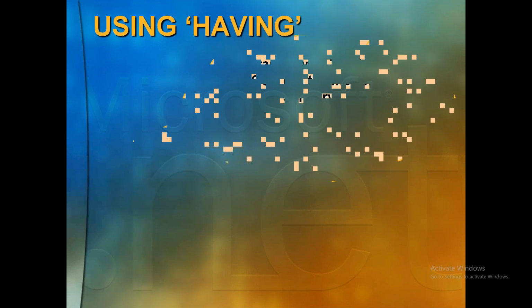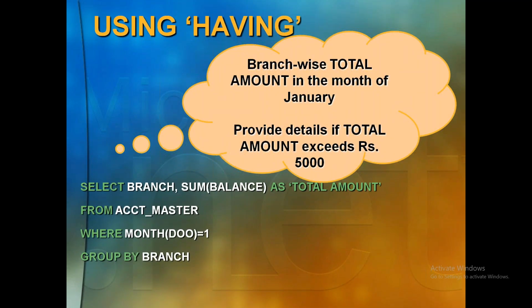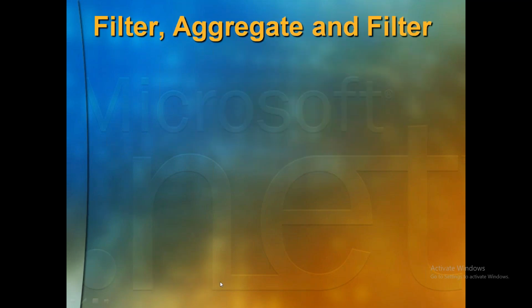People may ask you a lot of questions like this. Branch wise total amount in the month of January. Provide details if amount exceeds 5,000. So branch wise, this is the query. Month of January, month of DO equivalent to 1, or you can say date part comma DO equals 1. After that you need to have having sum of balance greater than 5,000. Clear? Filter, aggregate, again filter.